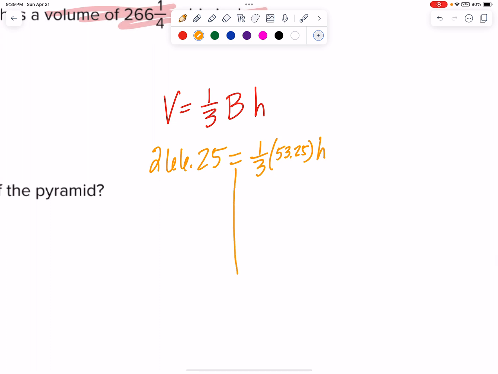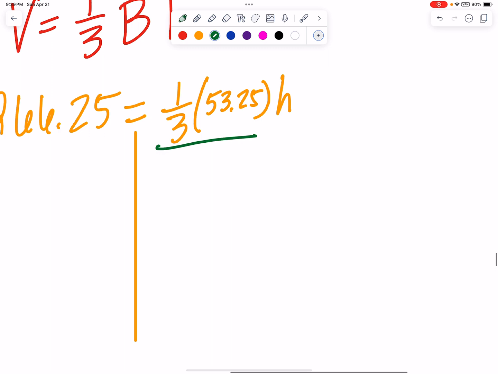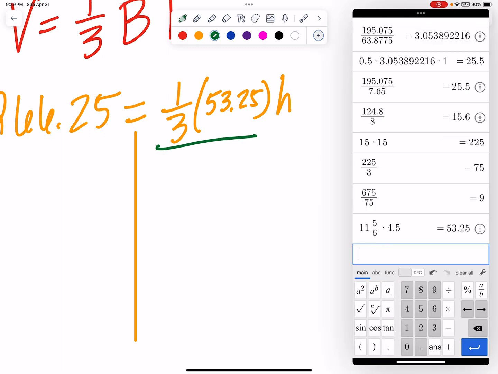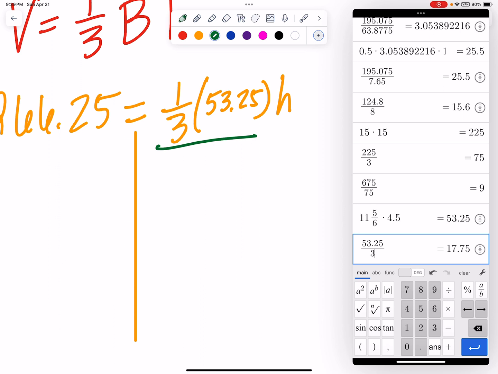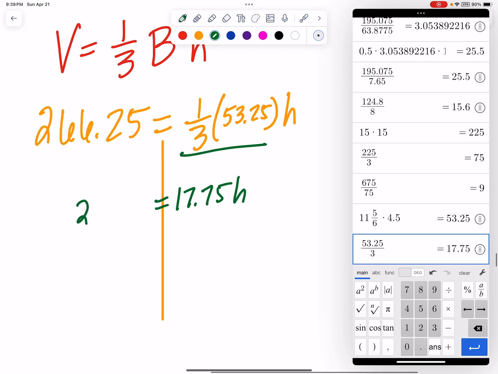So separate your workspace, and let's go ahead and solve away. We're going to take care of this first. So we have our 53.25 divided by 3. And so we end up with 17.75h equals 266.25. Go ahead and divide both sides by the 17.75.